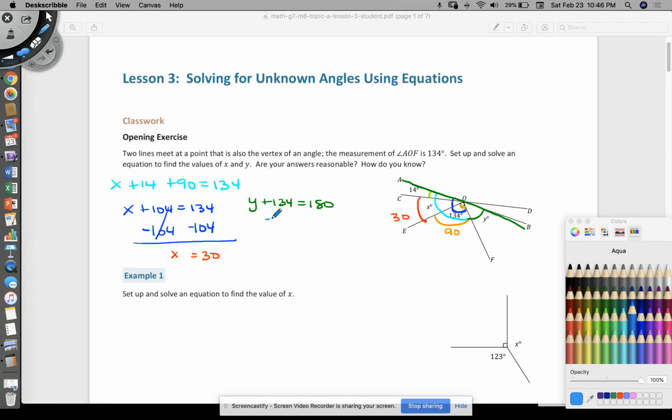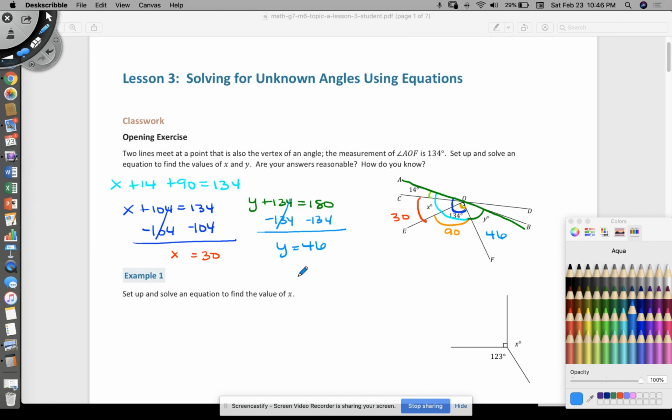So I'm going to move that 134 by subtracting it. Those cancel, and my Y is going to equal 46. So this angle measure here is 46. And we're done. There we go.